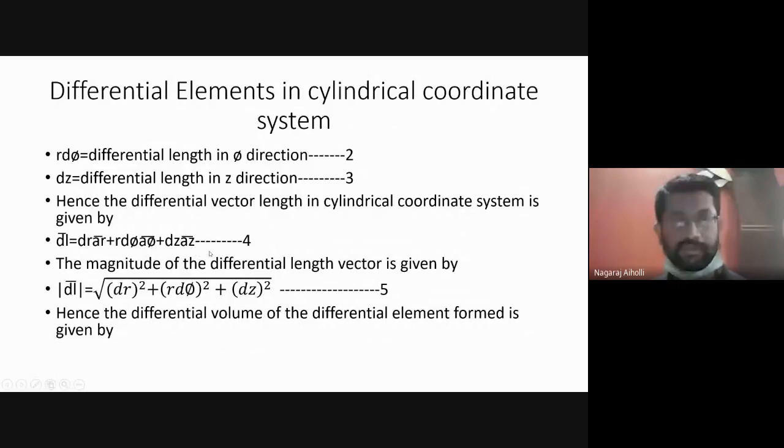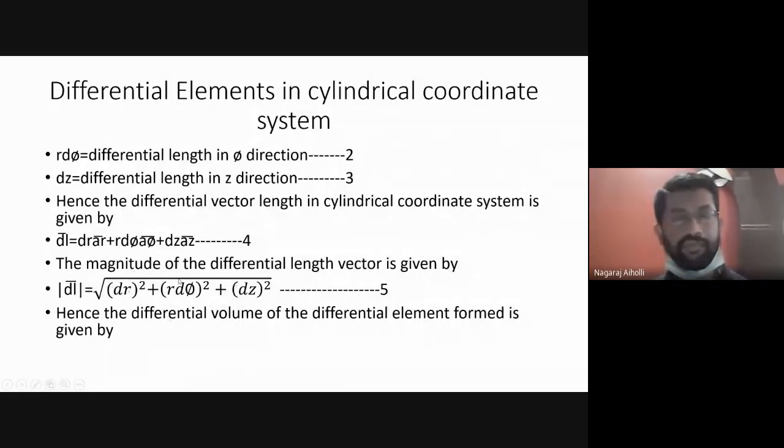Okay, if we want to find the magnitude, then the magnitude of this vector length is given by magnitude dl bar is equal to square root of dr square plus r d phi the square plus dz square. So this is the magnitude of the differential length vector.